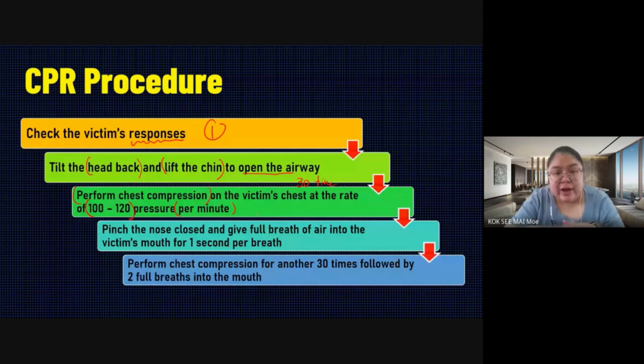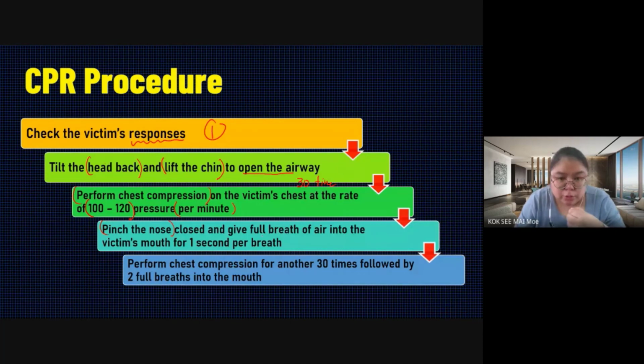So that means you do it very fast. Compress up, very fast, 30 times. When you go fast, you can achieve 120 compressions per minute. After the 30 times are finished, you need to pinch the nose.